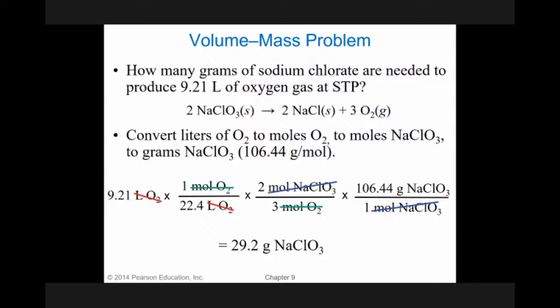From the balanced equation, 2 moles of sodium chlorate over 3 moles of oxygen. So the moles of oxygen are gone, and we're in moles of sodium chlorate. So now the next factor is the molar mass factor: 106.44 grams of that over 1 mole of that. And so the result is what? For the 9.2 grams of that, if it's done correctly.